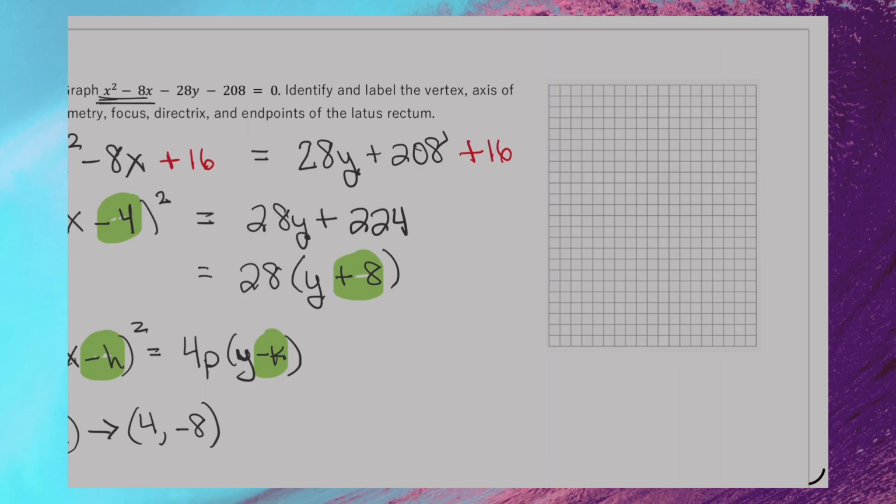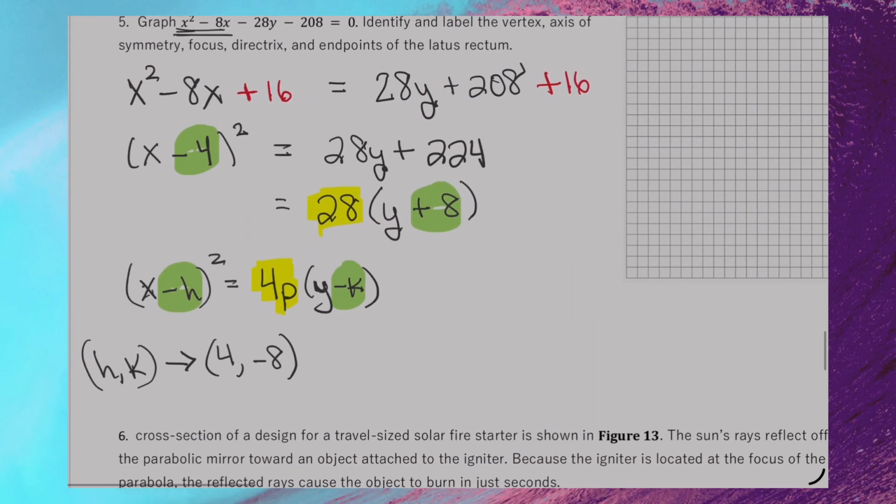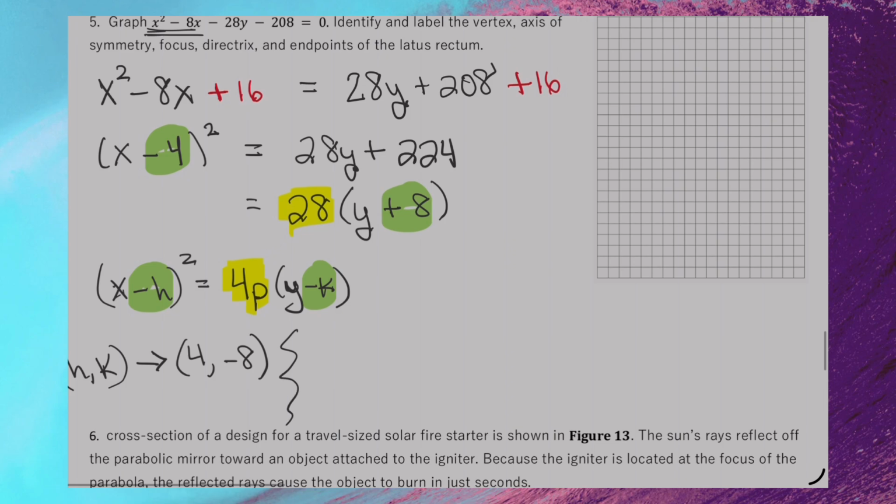Now, I can see that the 28 is what 4p is equal to. So, if 28 equals 4p, then p is 7. Okay, and the fact that this was positive means that this parabola is going to open up. Okay, this is the vertex.